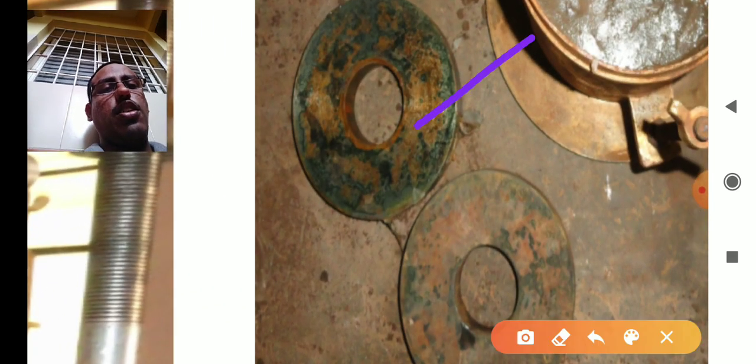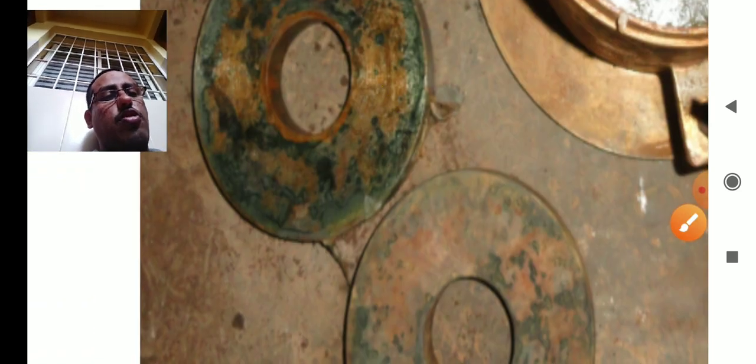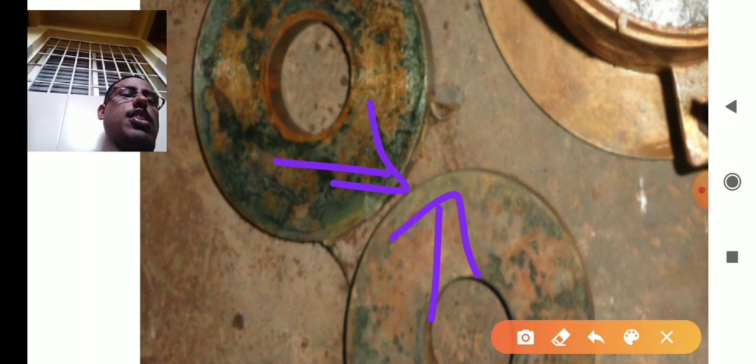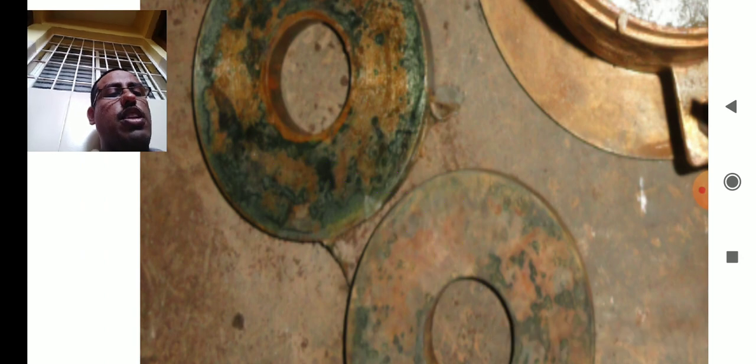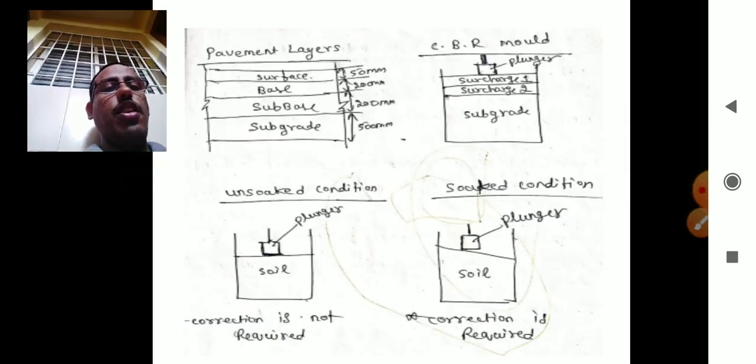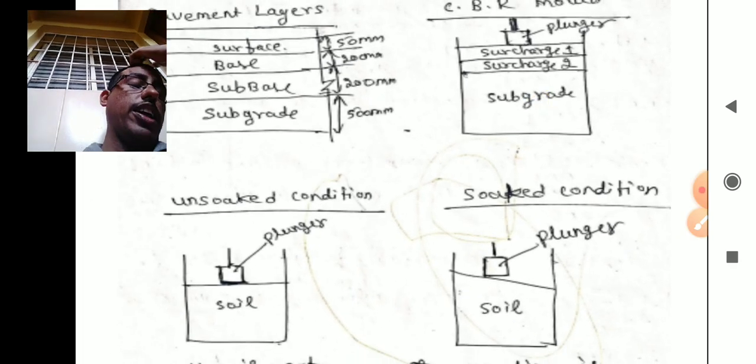Here we are placing two surcharge weights. See, this is one and this is one. Another two surcharge weights, first one, second one. Why are we placing two surcharge weights? Only thing, please remember these are two surcharge weights. Later I will tell you the reason we use surcharge weights. We are placing two surcharge weights above the mold. Why? In this slide I will tell you why surcharge weight is very important.